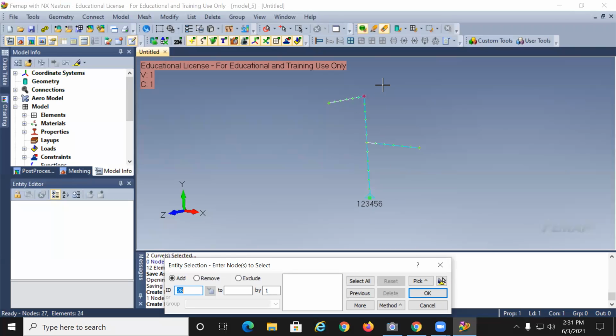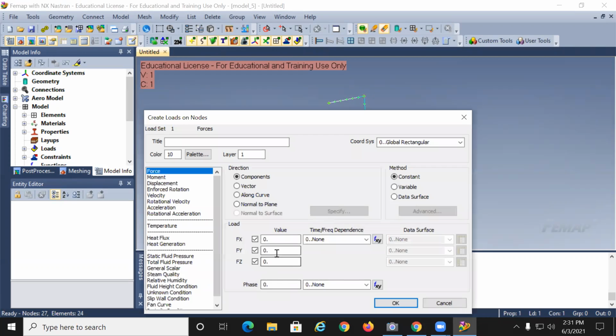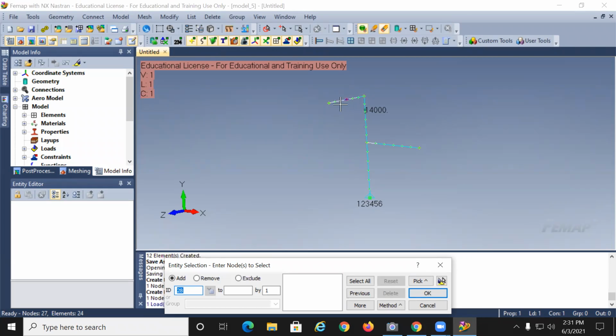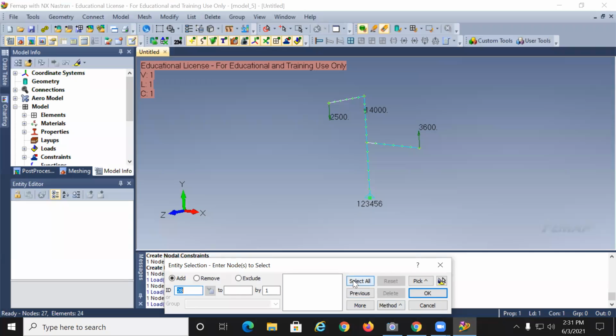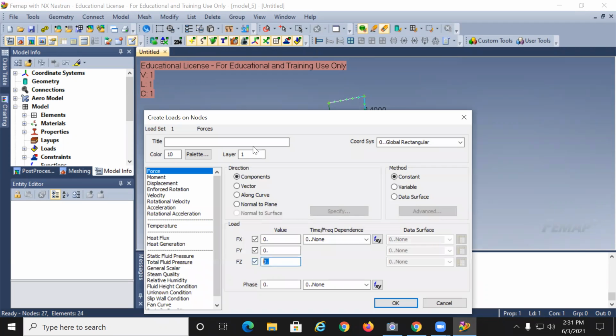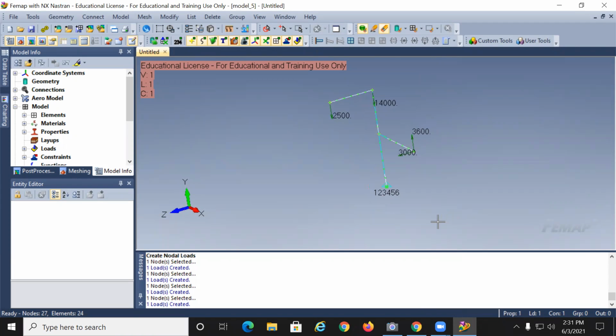So let's see, the one at the top is equal to negative 14,000. Now this one, negative 2,500. And this one, we had positive 3,600. And on the Z, 3,000. Does that look correct? All right.